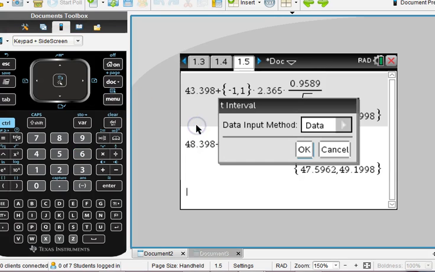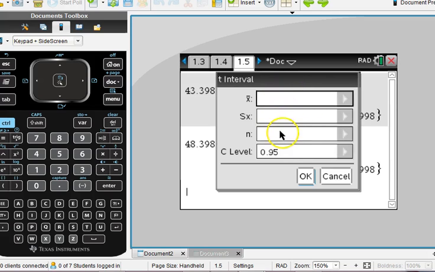See the t interval. I have two different methods of input, data or stats. I could put in the statistics that I already know about the data, so let's see what that looks like. I could type in the mean, standard deviation, and the confidence level.